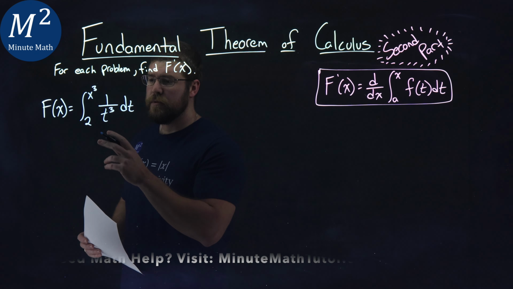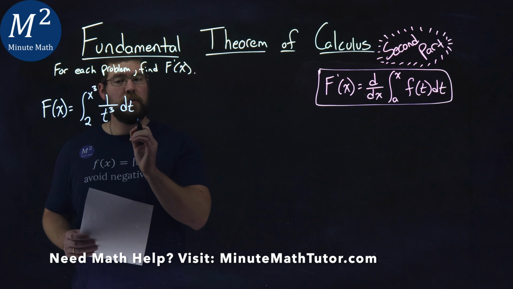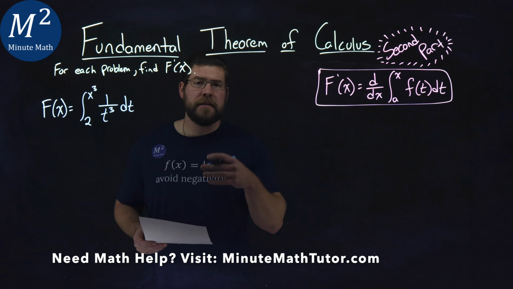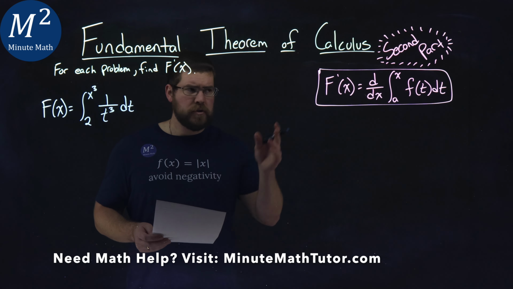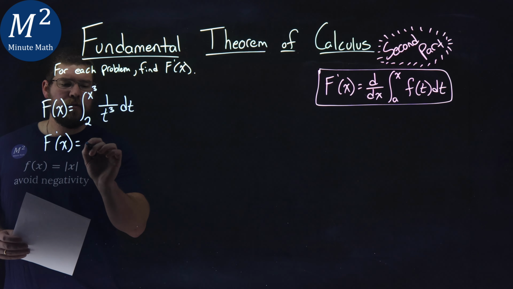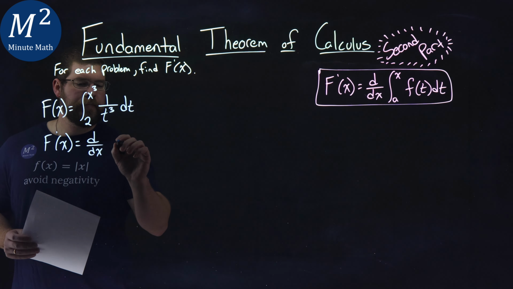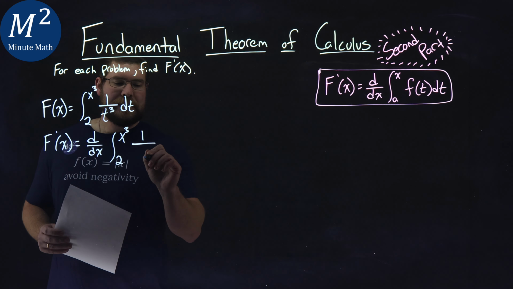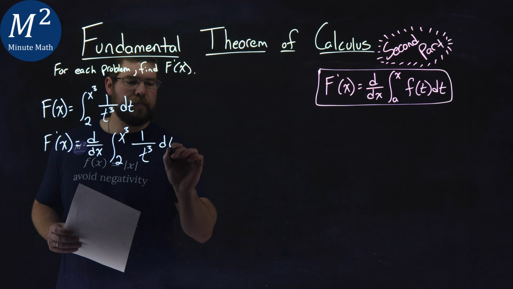We're given this problem right here. F of x is equal to the integral from 2 to x cubed of 1 over t cubed dt, and we need to find f prime of x. So let's use our formula. F prime of x is equal to d over dx, the derivative, of the integral from 2 to x cubed of 1 over t cubed dt.